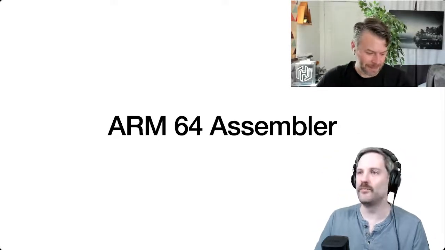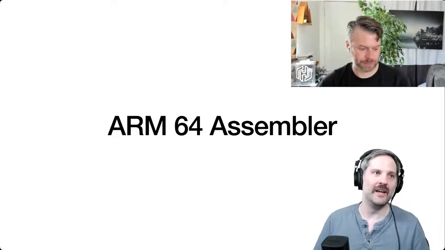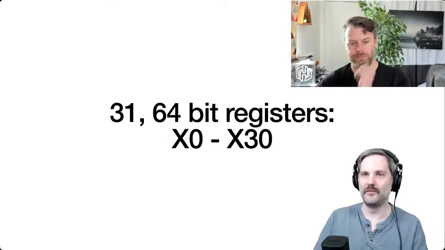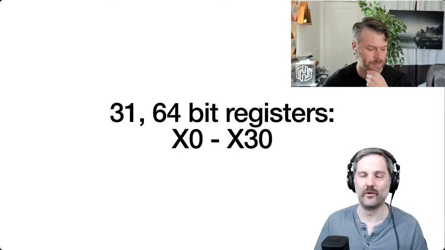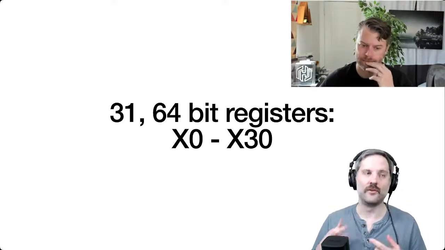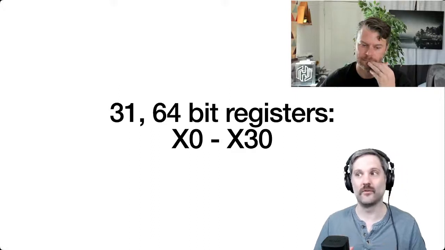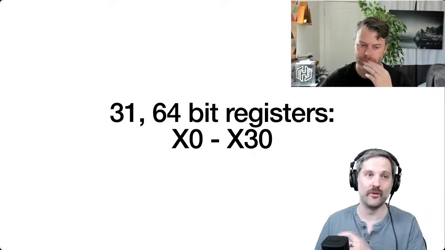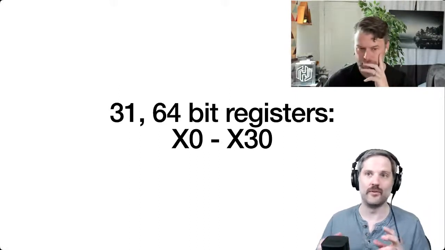So we're going to build an ARM64 assembler today. I kind of want to talk about ARM64. ARM64 has 31 64-bit registers, and those registers are just numbered X0 through X30. So they're just called X0 through X30.